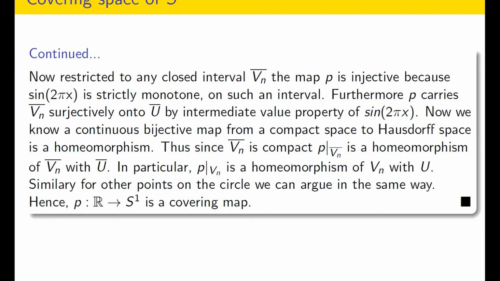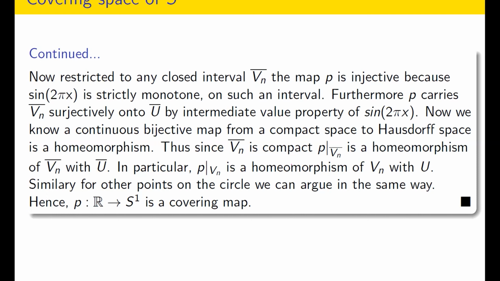So first we wrote P inverse of U as disjoint union of Vn's. And now we proved P restricted to Vn is a homeomorphism with U. So now at the point AB, we got the result. Now what if AB is in some other quadrant? We can argue in a similar way. Similarly, for other points, we have to change U accordingly. Then we will get this homeomorphism and we can prove it is a covering map. So hence we conclude P is a covering map.